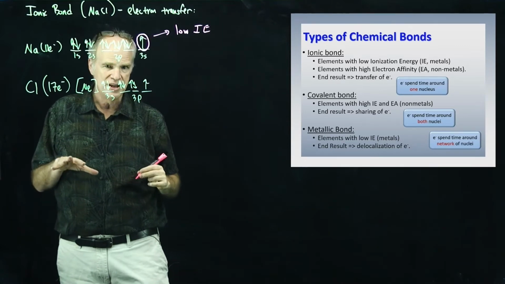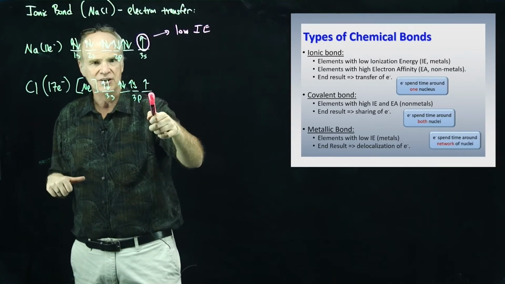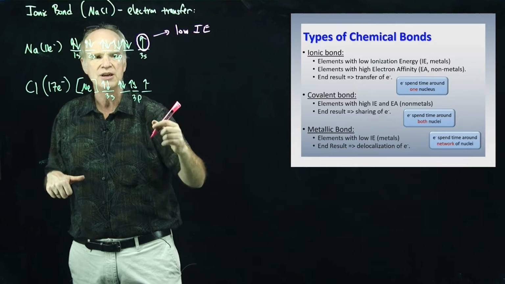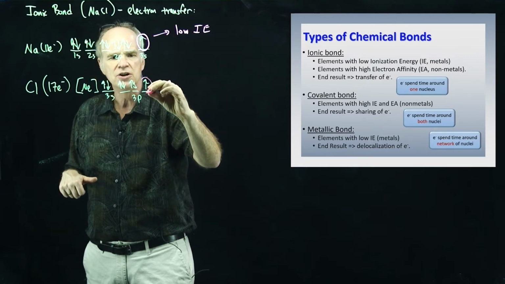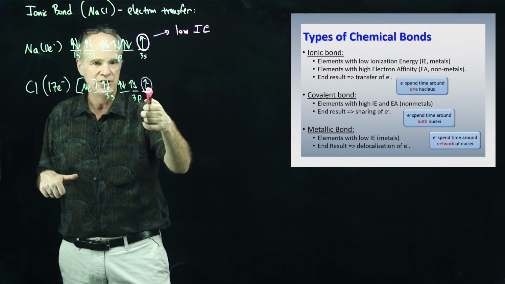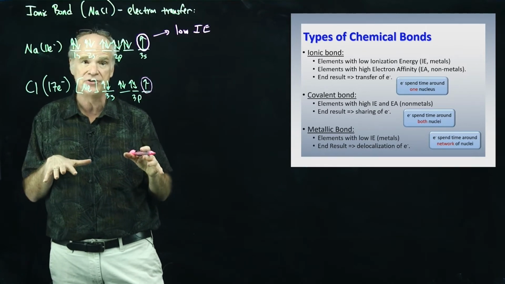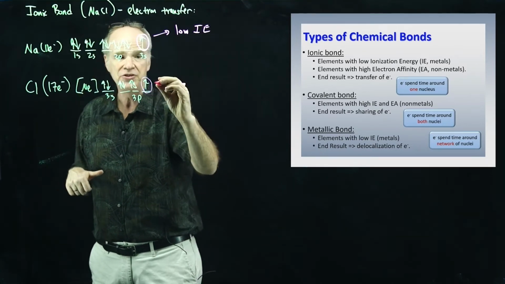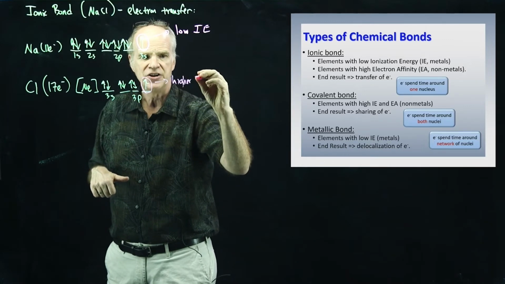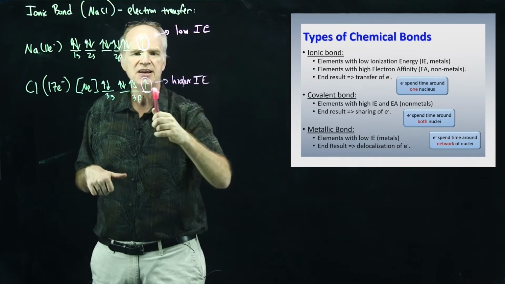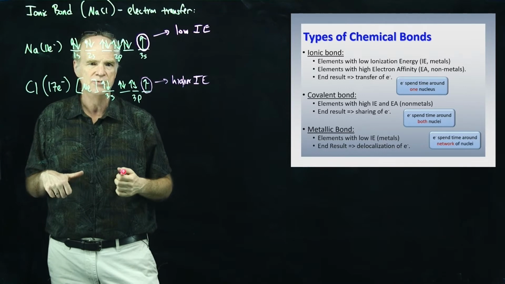Now, again, a question that you might want to ask is, why doesn't this electron from chlorine leave and go to sodium? The reason is, you can look up the ionization energy for this electron of chlorine, and what you'll find is about 3 times that of sodium. So this has a higher ionization energy. This just takes a lot more energy to remove.